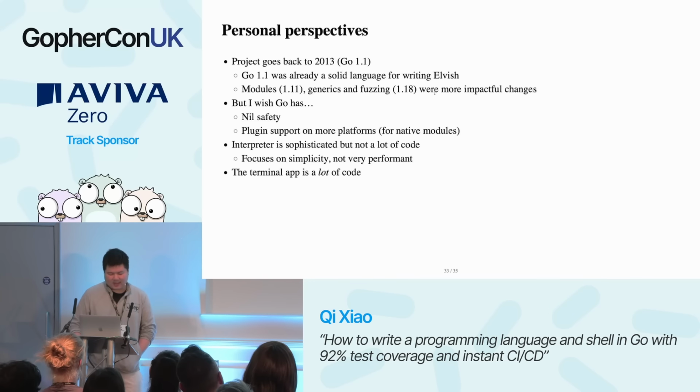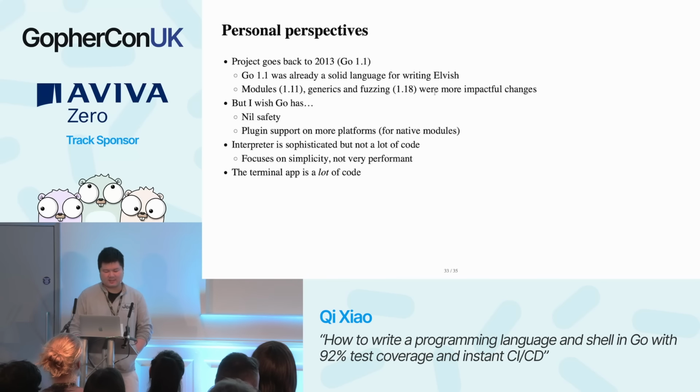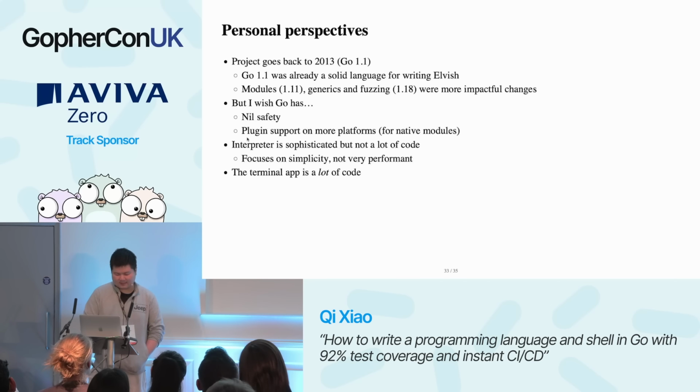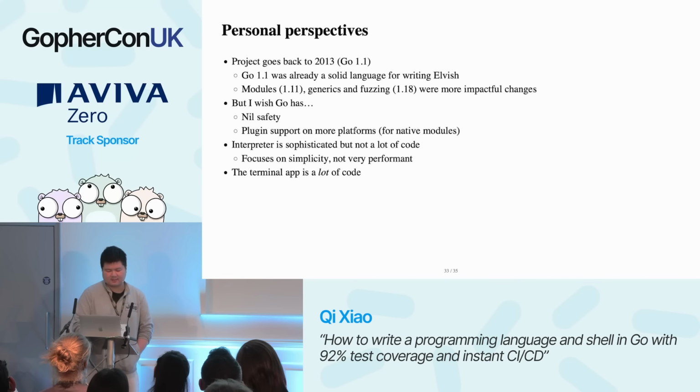So I'm quite happy with Go as a language for implementing Elvish, but I do wish it had some more things. Nil safety is a bit annoying. I still get crashing bugs in Elvish, and they're almost always caused by me forgetting to handle that a pointer could be nil or an interface could be nil, which is always a bit embarrassing. And plugin support on more platforms. Today, you can write Elvish modules in Elvish itself, but you can't write Elvish modules in other languages, for instance in Go, because Go does have dynamic loading support in its standard library, but it only supports Linux and Mac OS, I think.